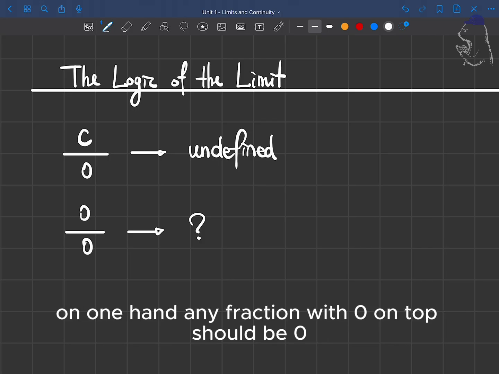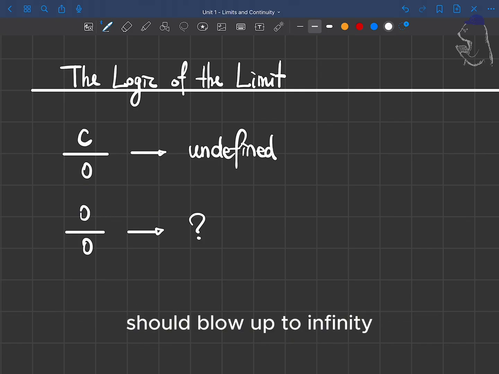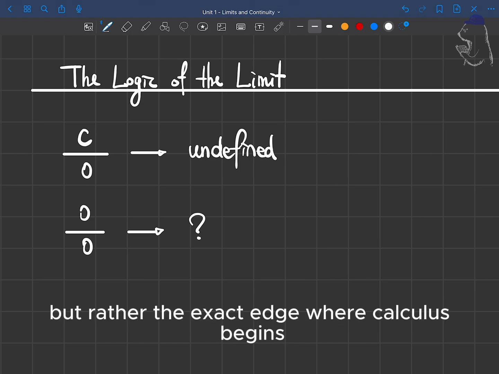On one hand, any fraction with 0 on top should be 0, but on the other hand, any fraction with 0 on the bottom should blow up to infinity. So which one is true? This is not a failure of mathematics, but rather the exact edge where calculus begins.